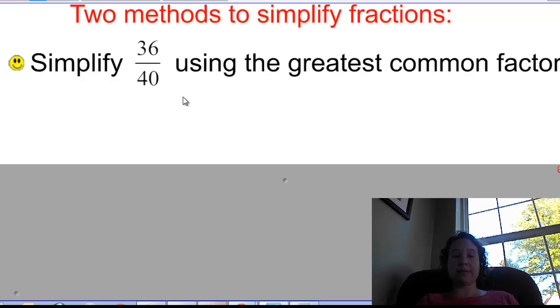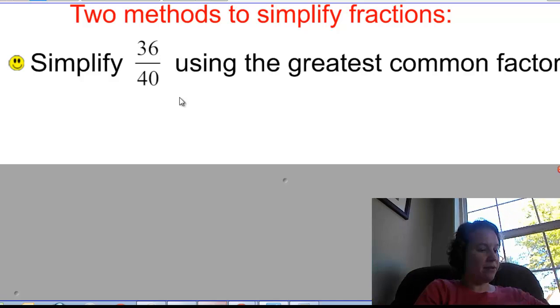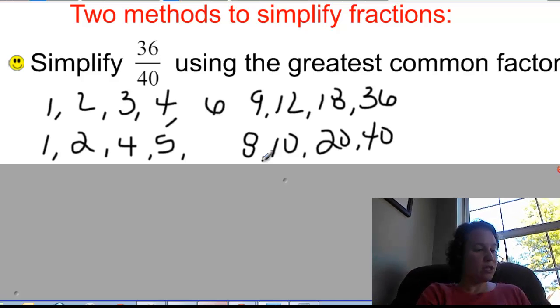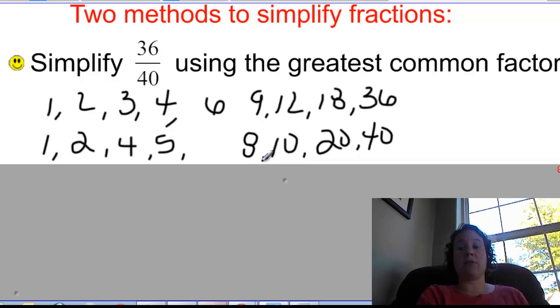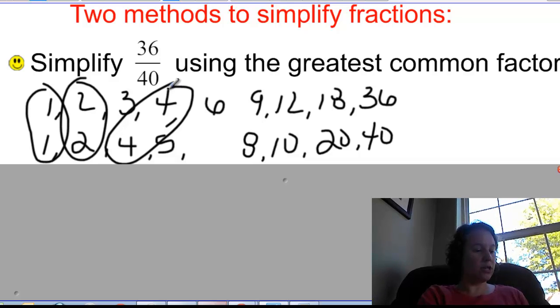To do that, I'm going to ask myself, what are the factors of 36 and what are the factors of 40? I could list all of those out and then find the biggest one. I look at those two groups of factors for the greatest common factor, the largest factor that those two numbers share, just like you learned in the last video. They both share 1, 2, and 4, and that's it. So the largest common factor that they share is 4.